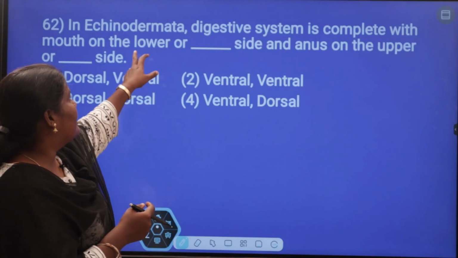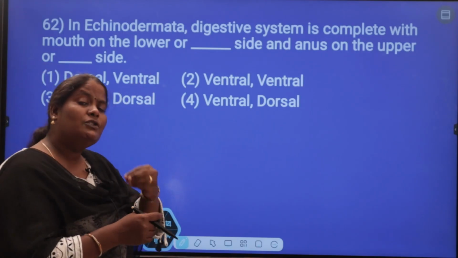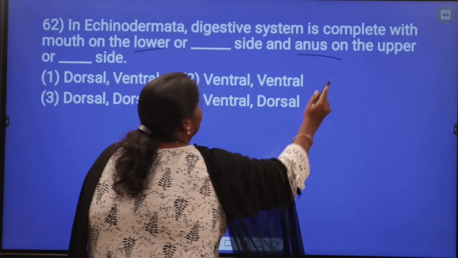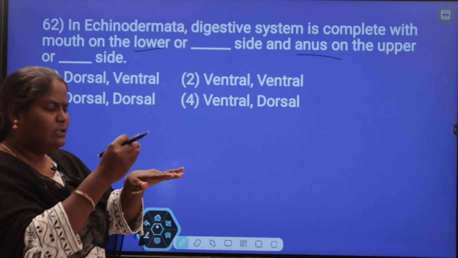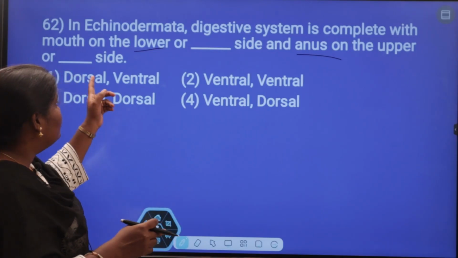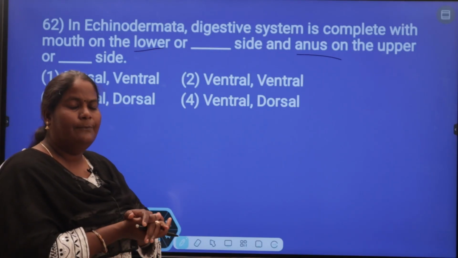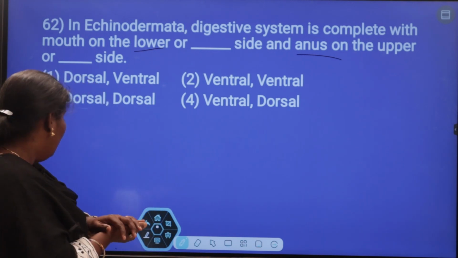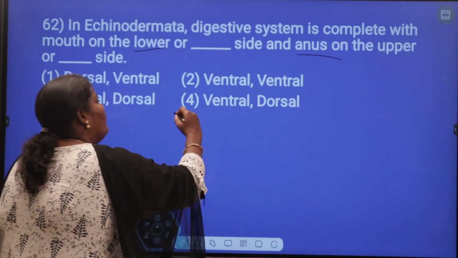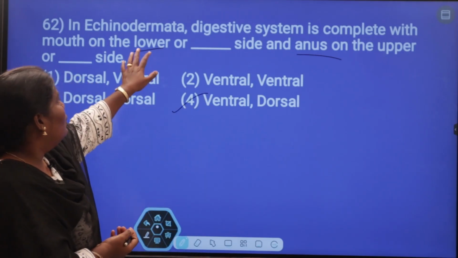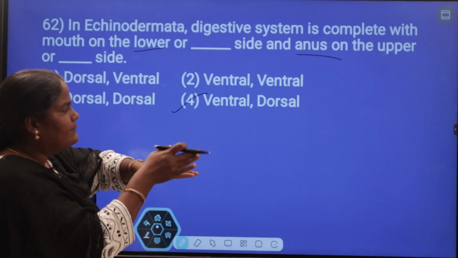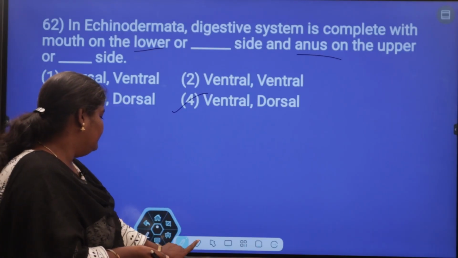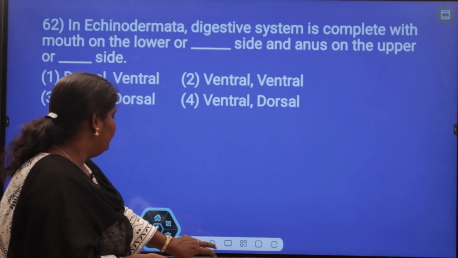But the problem behind this, they are asking you to identify whether the lower portion is the dorsal side of the organism or the ventral side of the organism. You may easily say the lower side has the mouth and the upper side has the anus, but they are asking you to mention whether it's the dorsal side or ventral side. Again, it is a direct bookline question which is mentioned in the direct NCERT lines. The answer for this question is ventral as well as dorsal. So the lower region is the ventral side of the organism, and the upper region is the dorsal side of the organism. Next is 63.